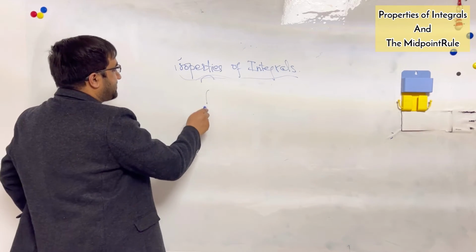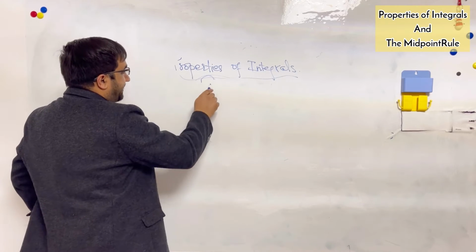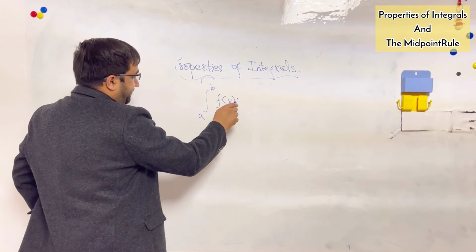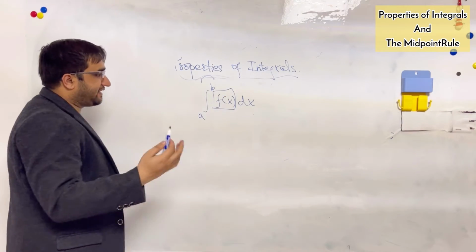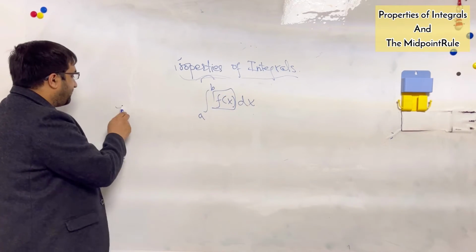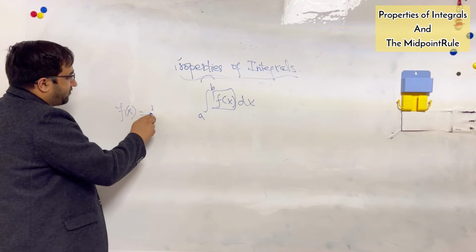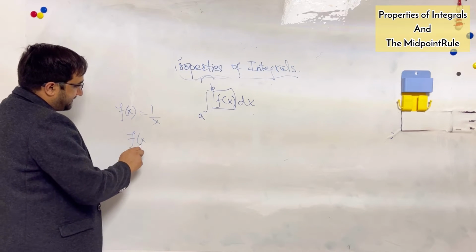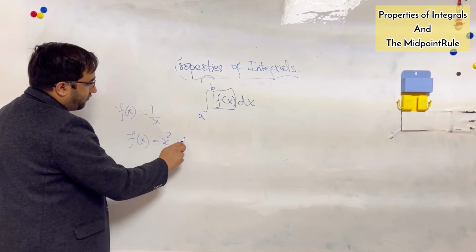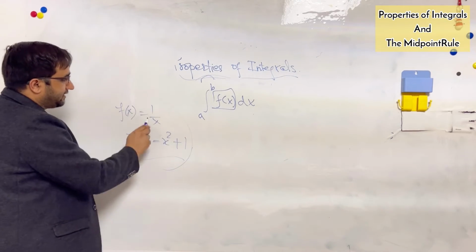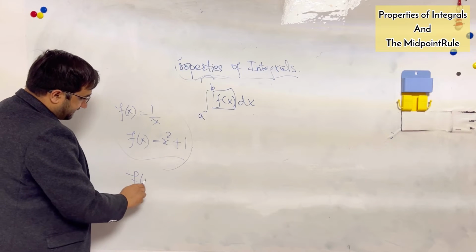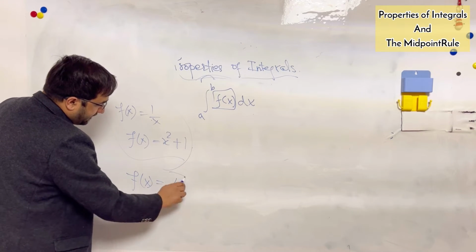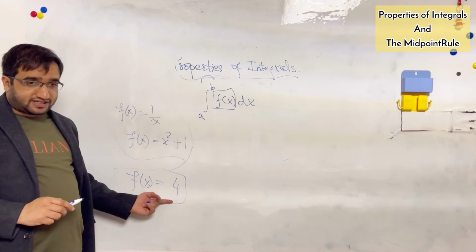Yeah, this is the simple formula. Integral a to b f of x dx. But what is this? This f of x is a variable function, any function involving x. Sometimes it is 1 by x, sometimes it is x square plus 1, something like this. So everywhere you see x. But if I have a function like this, f of x is equal to 4, now you can never say this is not a function.